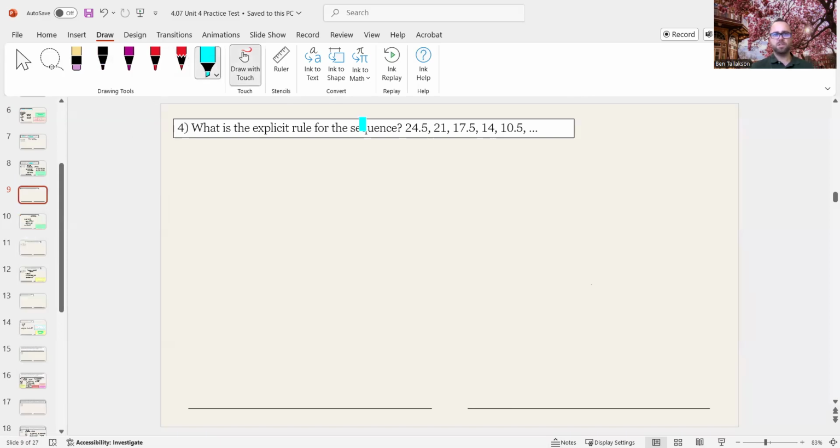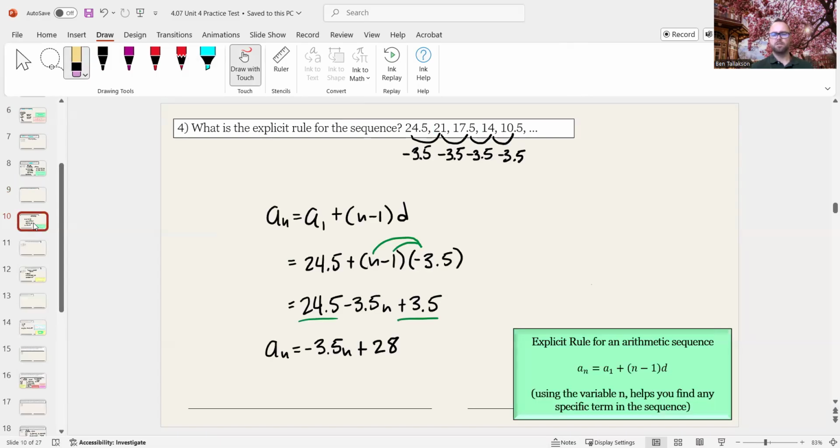So again, notice these numbers are very close, right? 24.5, 21, 17.5. We're probably not multiplying, right? No, we're not. And how do we find the common difference? Once again, by taking any value and subtracting it from the value before it. And notice you will get a negative difference.